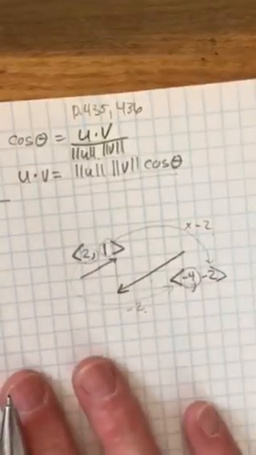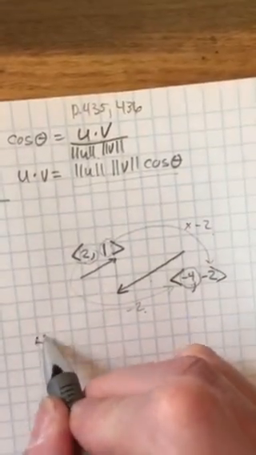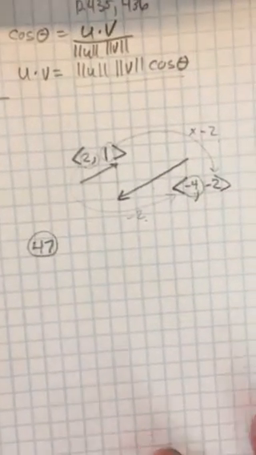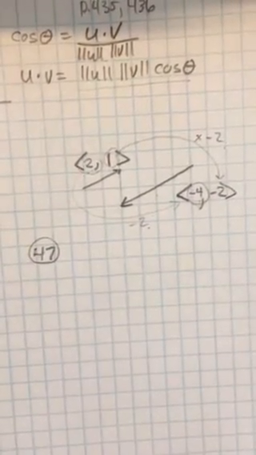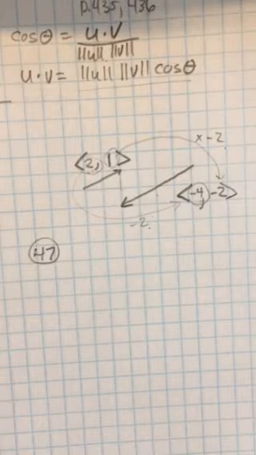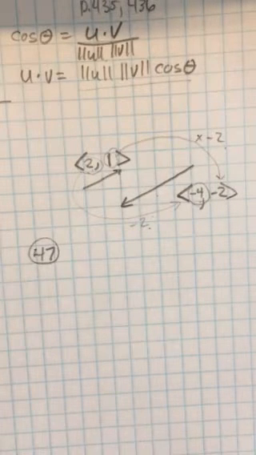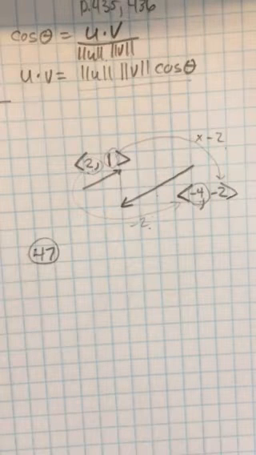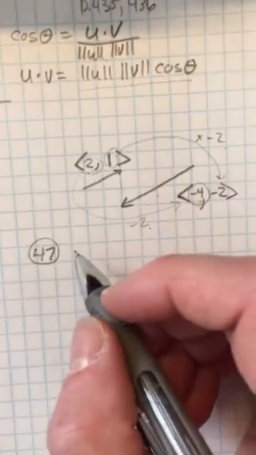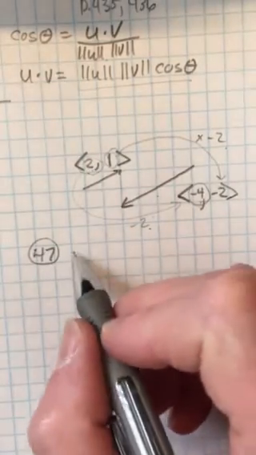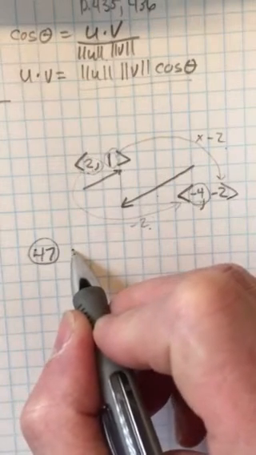Okay, so now let's look at number 47. The reason we're looking at 47 is because it deals with the idea of whether it's orthogonal or not. And we find out by reading in the book on around page 436, I think it is 436, it says if the dot product of two vectors is equal to 0, then the two directed line segments are perpendicular.